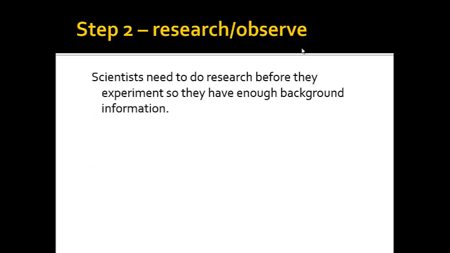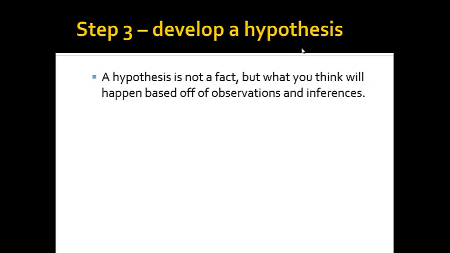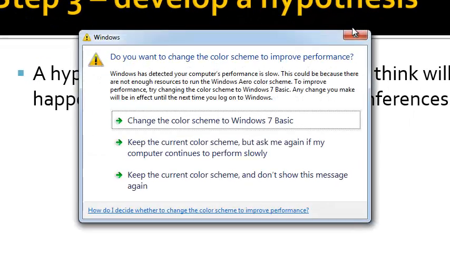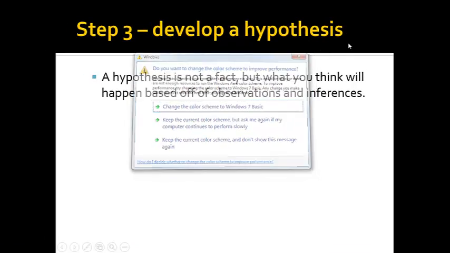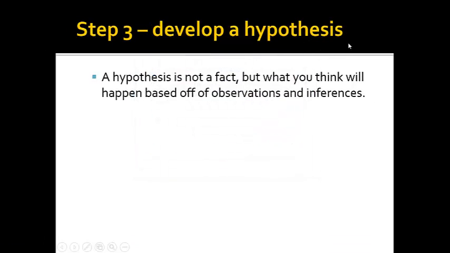The second thing you need to do is research and observe. So you need a little bit of background information, like you have to know your combination, you have to know that it's the right locker. So those are some research and observation and background information. The next one is to develop a hypothesis. A hypothesis is not a fact, but what you think will happen based off of observations and inferences. When we write out our hypothesis, we usually write them as if, then, because. So if this happens, then this will happen because this is why I think.